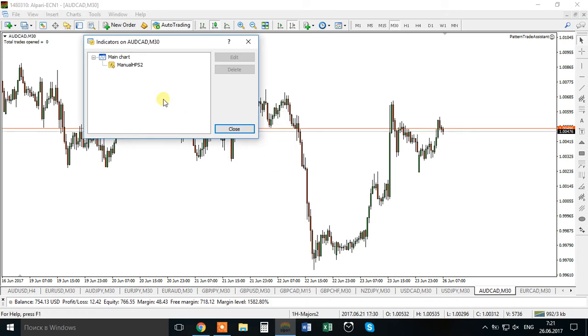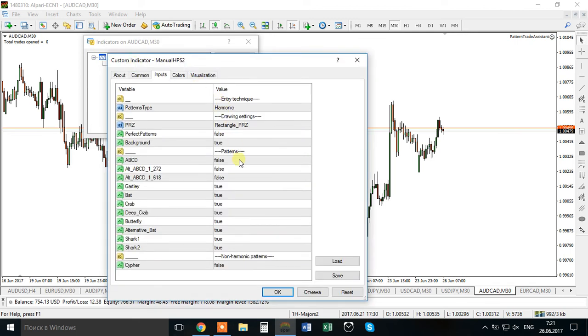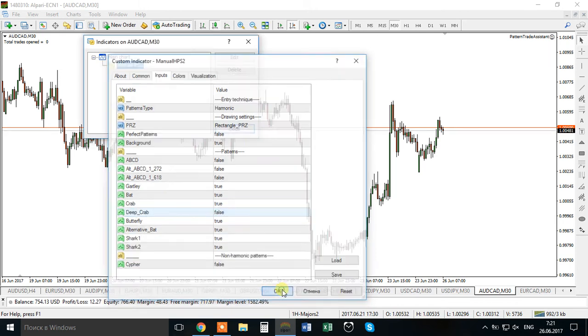What is next? Manual HPS. You can switch between the patterns, which patterns you want to be displayed and which you don't want to be displayed. This is very comfortable for backtesting. For example, you are backtesting Gartleys only, so you need to switch every other pattern to false, and it will only draw Gartley patterns. Let's switch the Deep Crab to false and see that example.